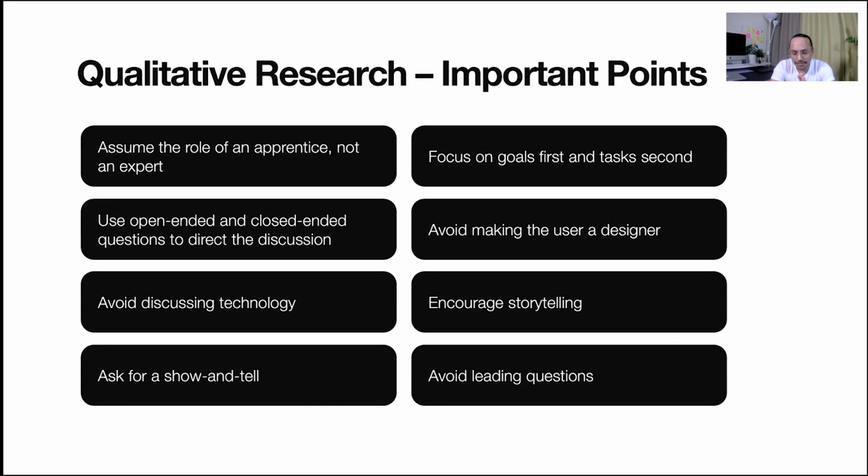And whenever asking or framing questions, always focus on the goals and never focus on the task. Okay, tasks are for the developers or for the designers later on, when they're actually creating the solution. Okay, tasks are for a later stage.